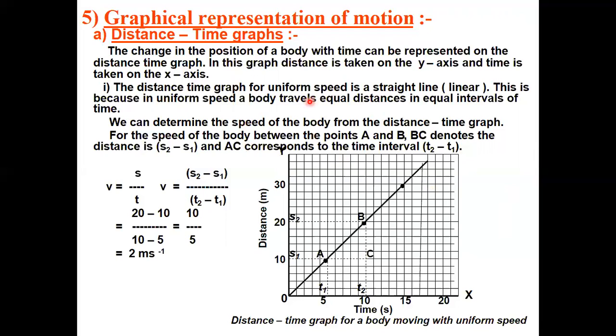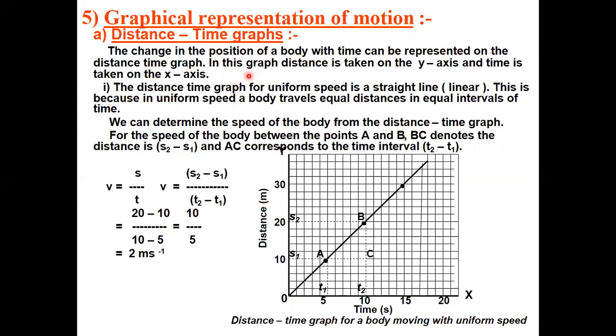Now today we will study about the distance time graphs. The change in the position of a body with time can be represented on the distance time graph. In this graph, the distance is taken on the y-axis and the time is taken on the x-axis.